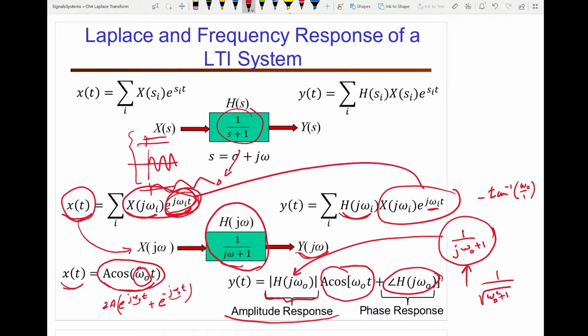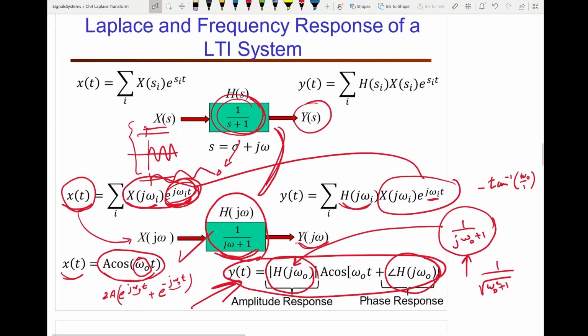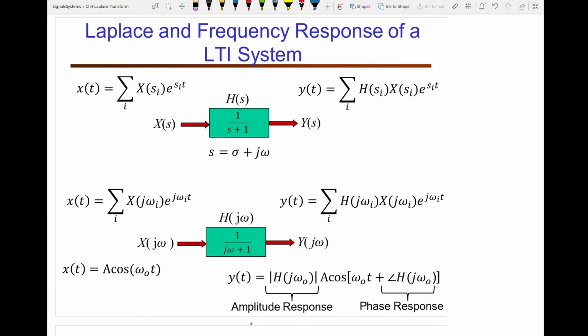So this system will give me this output. It will be amplified by this quantity and delayed by this quantity. Let's clean this up. Again, what's the difference between this output and this output? The one in the Laplace domain and the one in the frequency domain is the transient response.